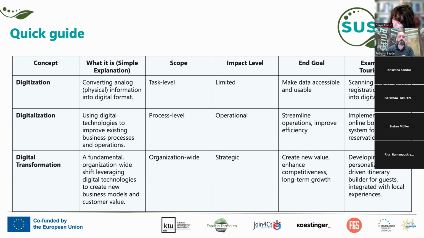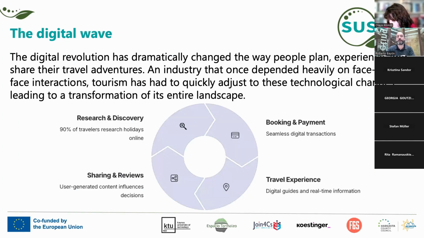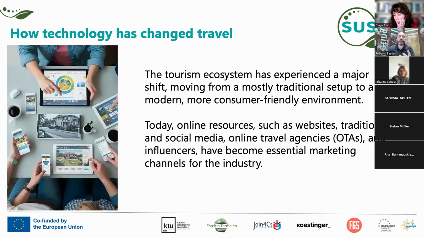So, the next topic we are going to cover is this idea of the digital wave and how this digital wave is reshaping the tourism industry. The digital revolution has profoundly reshaped how people plan, experience, and share their travels. And the tourism industry traditionally has been reliant on physical interactions. And this industry has had to adapt rapidly to these technological shifts, transforming its entire ecosystem. And this is how technology has changed travel.